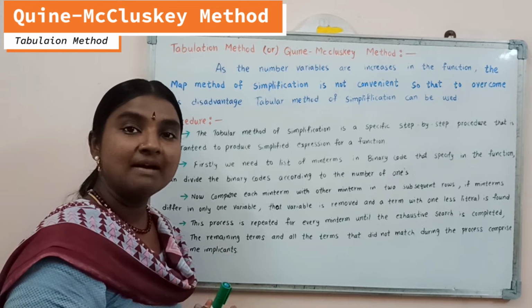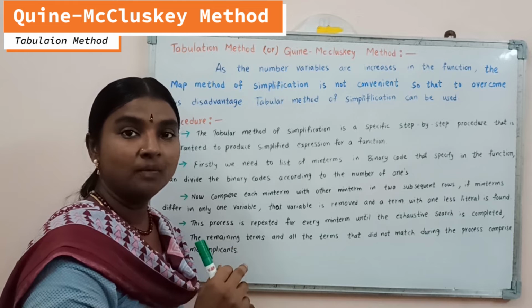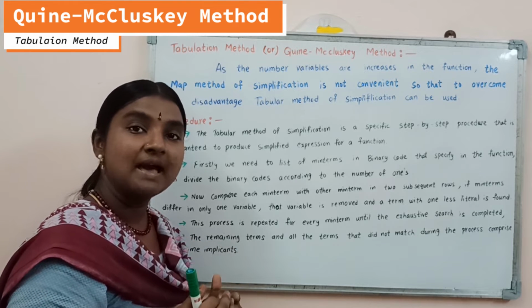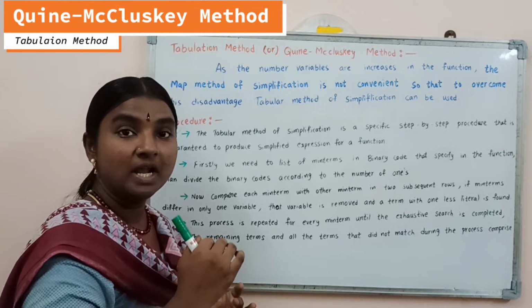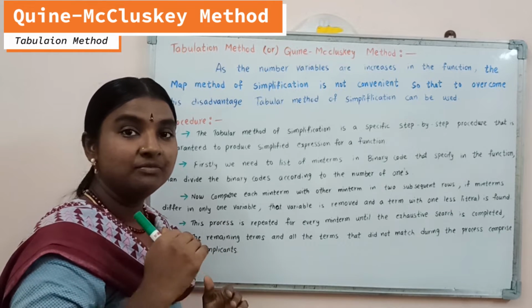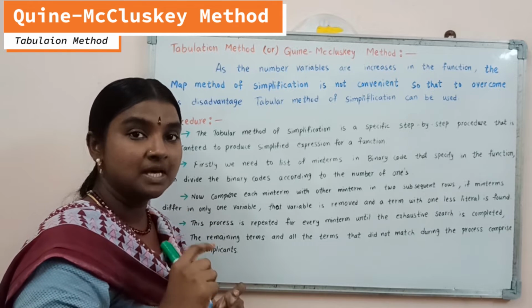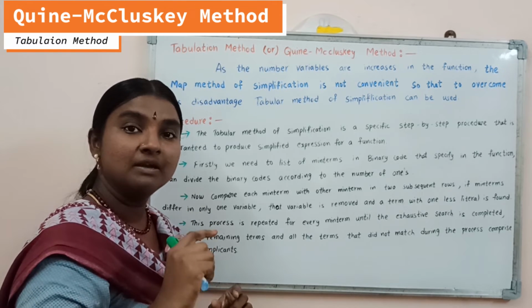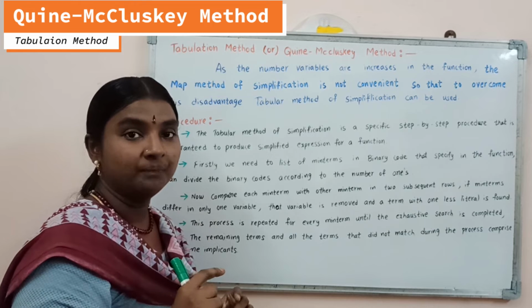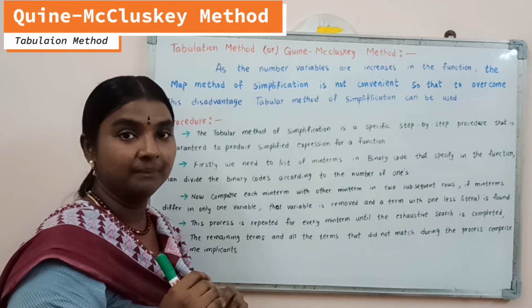If a code has 0 ones, we consider it in one row. Next, if it has 1 one, all those minterms we write in another row. And if it has 2 ones, the minterms having 2 ones we list in another row. Now we will see that point by considering an example.